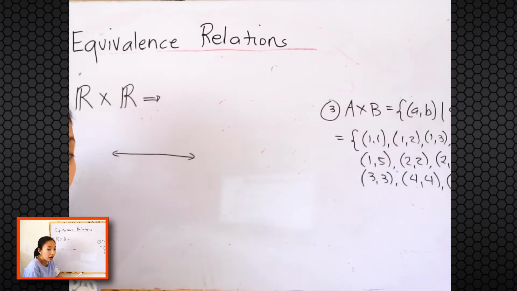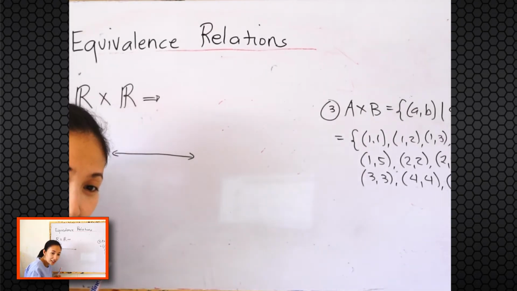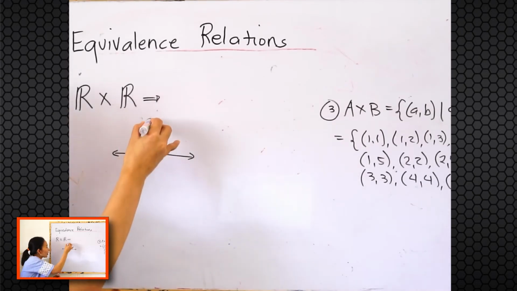So if I have R cross R, what is the outcome? R cross R is the set of all ordered pairs wherein the first number, or should I say the domain, is the set of real numbers, and the range is the set of real numbers. What's the geometric meaning of that? Isn't it the Cartesian plane? That is R cross R.